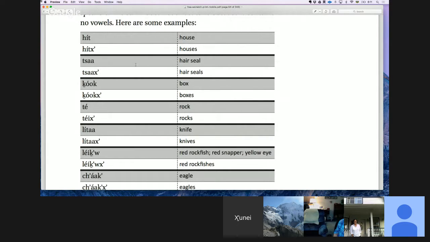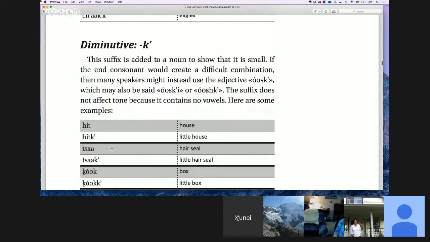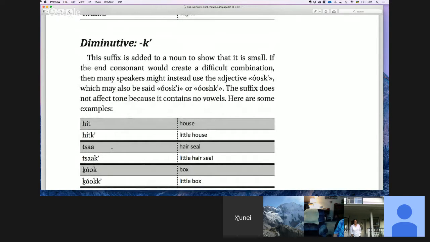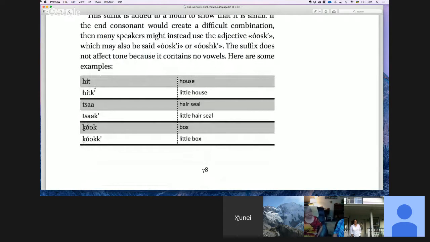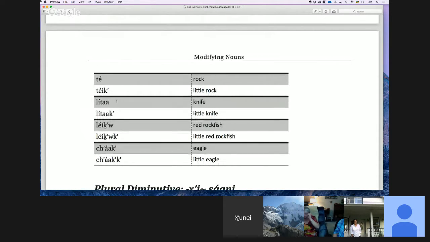Hit. Saw. Kook. Te. Then we do is the diminutive, so these would be making them little. Hit. Saw. Cook. Take. Shittak. Shittak. Shittak. Shittak.